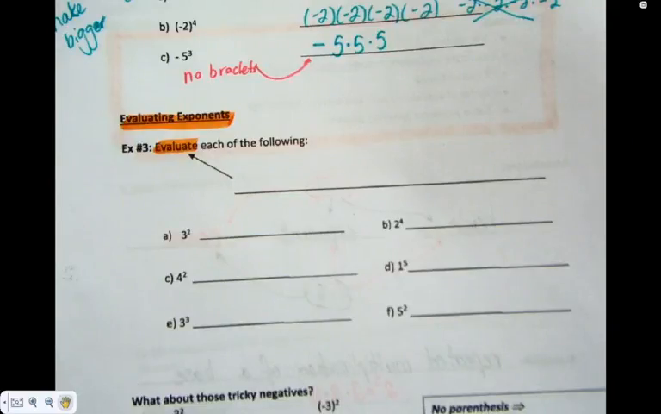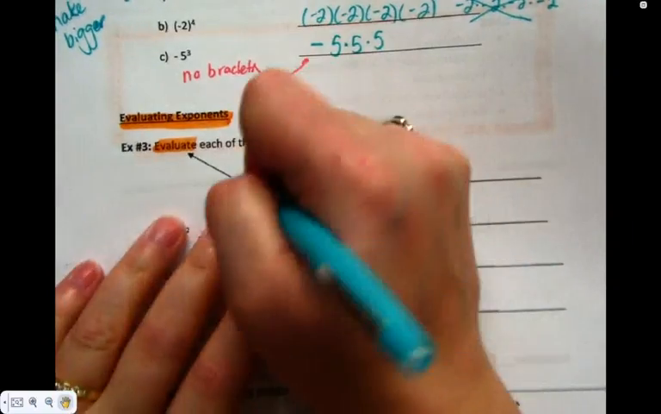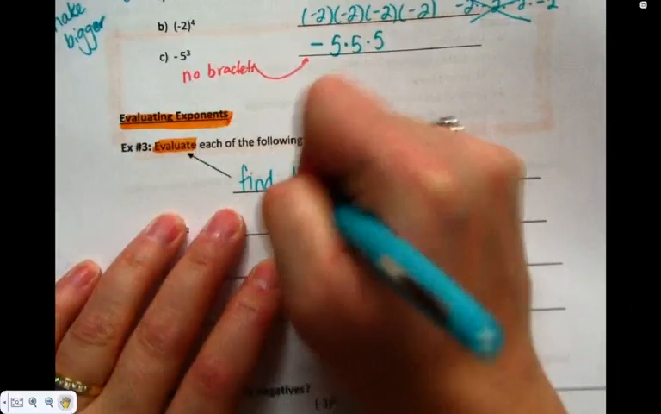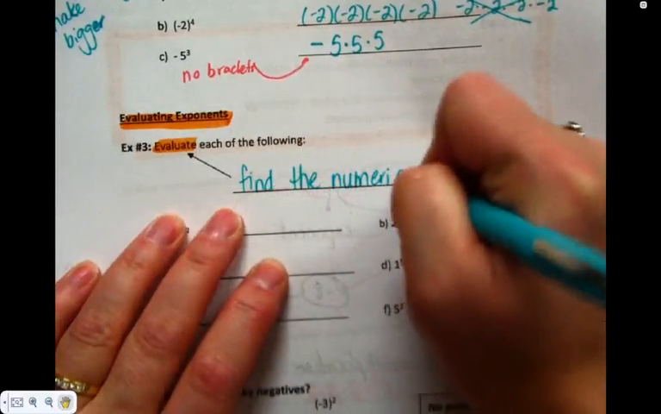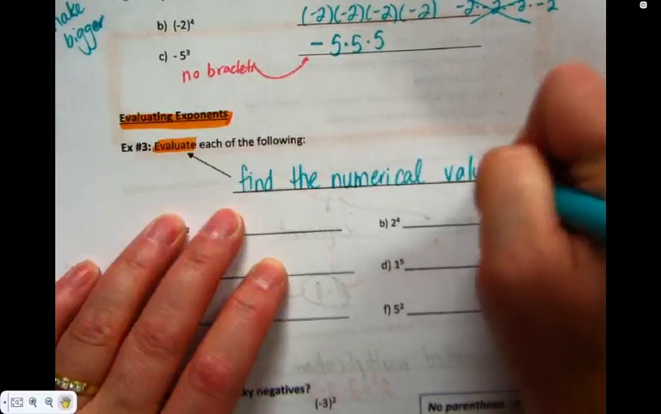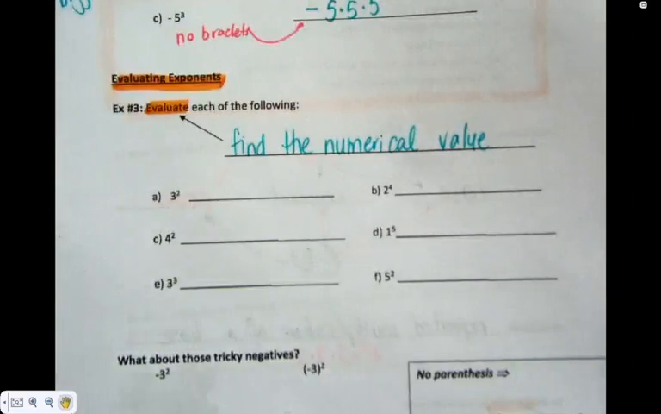What does it mean when you solve something? Find the product, I like that. What did you say? Get the answer, I like that. So it means find the numerical value. There it is in fancy math speak. Find the numerical value.